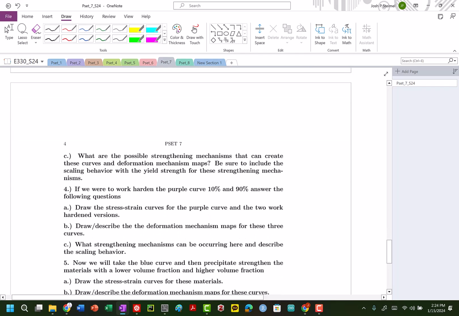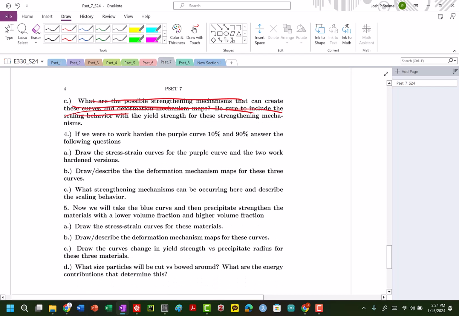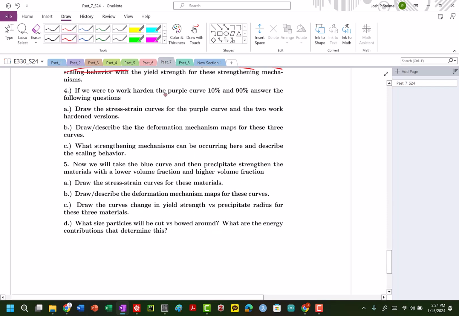Excellent. Possible strengthening mechanisms, we just talked about that. Scaling, got it. See, we did this problem before. Solved it before we even looked at it. If we were to work harden the purple curve, 10% and 90%, answer the following questions. Draw the stress strains for the purple curve.